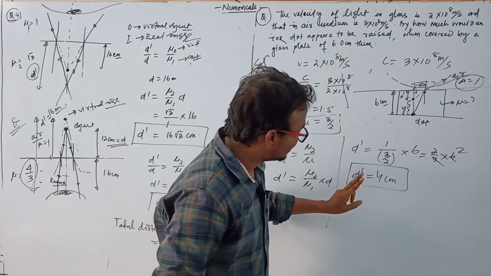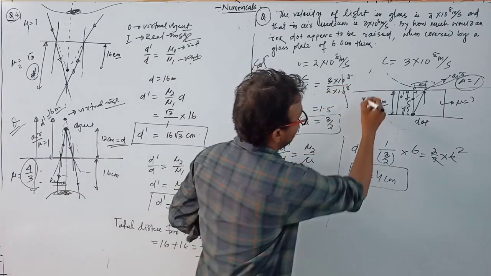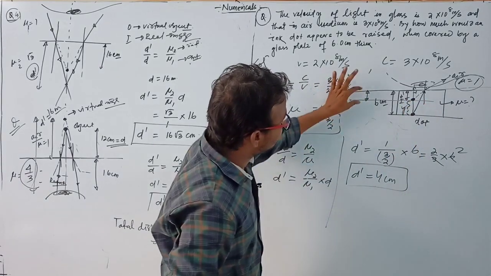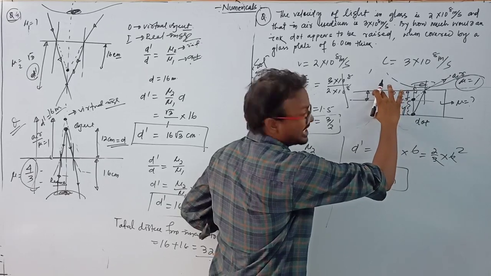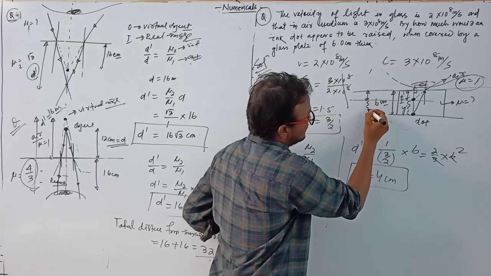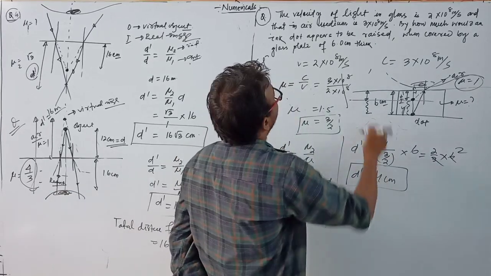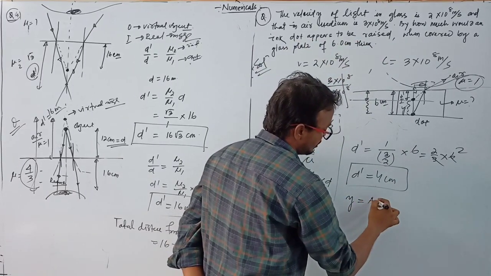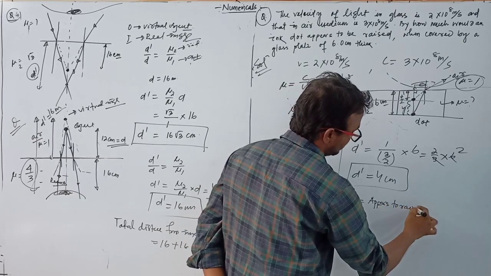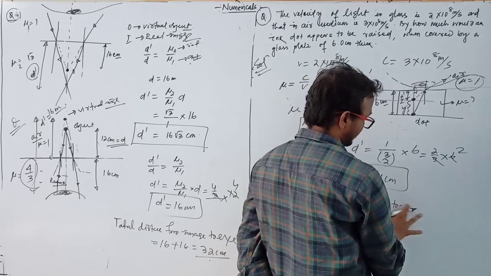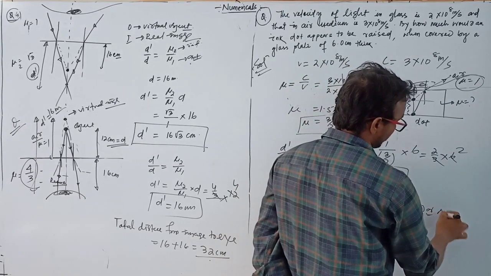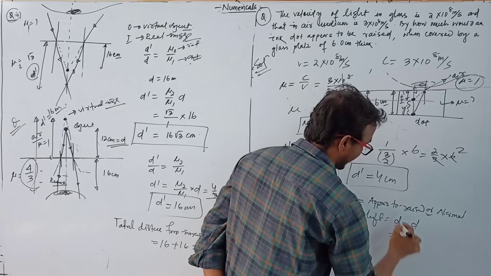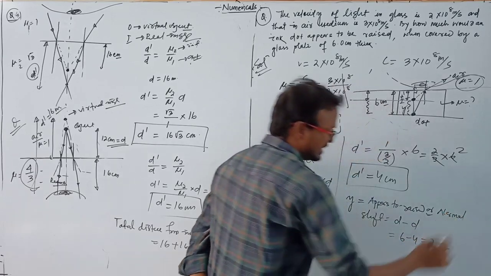This apparent depth means this distance is the image distance from the surface, because here the final image we get at this point. So this distance is 4 centimeter, and if the total distance is 6 centimeter, then the remaining distance is how much it appears to be raised. So we have to find how much the ink dot appears to be raised, that means Y here, or normal shift. Normal shift we can write as D minus D dash, that is 6 minus 4 equal to 2 centimeter.